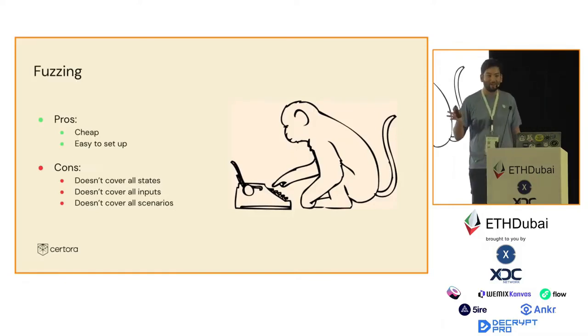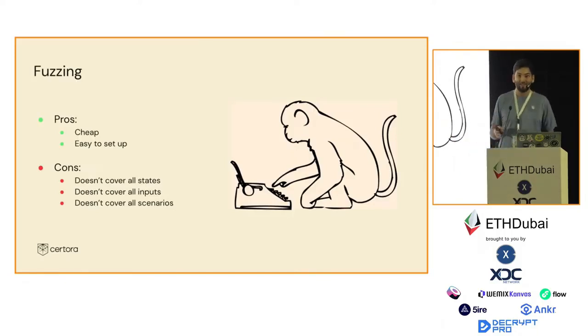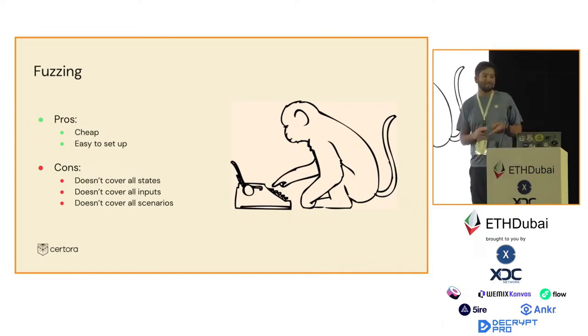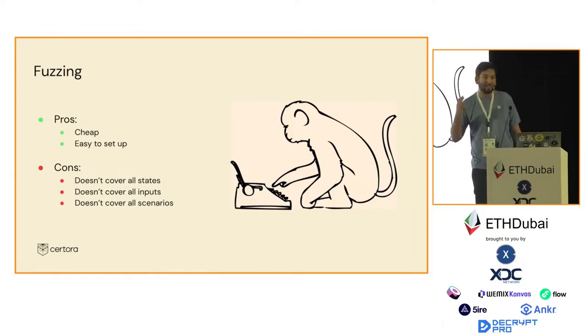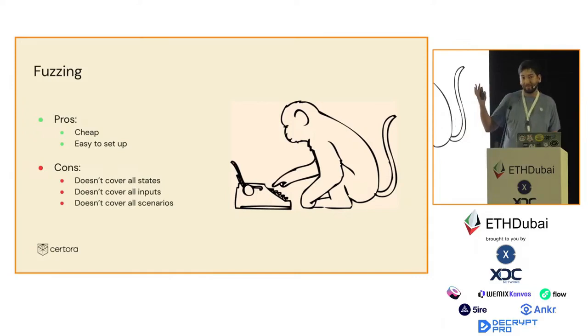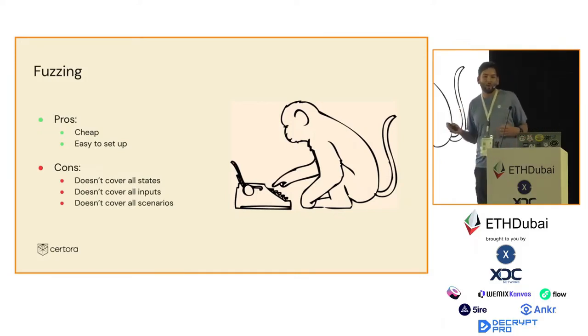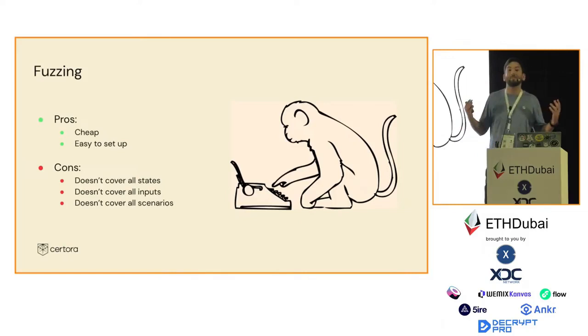So a fuzzer is a monkey. Fuzzers are cheap, and they're easy to set up. Usually, you can just reuse the tests that you already have set up before. We can see that with Foundry. And in practice, they are very good at catching some classes of bugs, which are relatively common, meaning that they occur on many different inputs. However, they still don't cover all the states or all the inputs or all the starting scenarios. It can only check some subset of them.